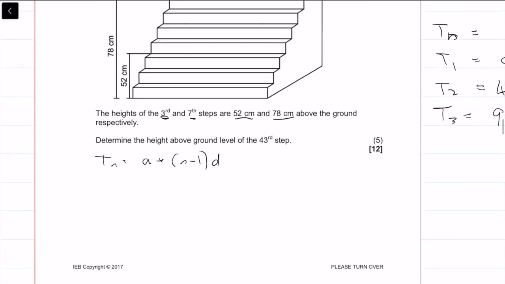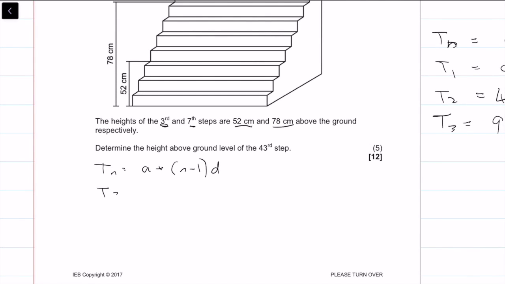So basically what they've told us is that T3 equals 52 and T7 equals 78. Okay, and that we also know is equal to this thing right here, right? So that's equal to a plus n, in this case is 3, so n minus 1 is going to be 2d. Okay, and for the second case it's going to be a again plus n, in this case is actually 7. Sorry, my 7 is quite ugly, so that's going to be 6d.